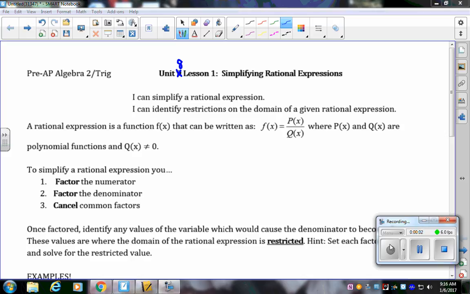Right, welcome. We are starting off Unit 8, in which we are working with rational expressions and equations. On Lesson 1, we'll be simply simplifying rational expressions. So what is a rational expression?